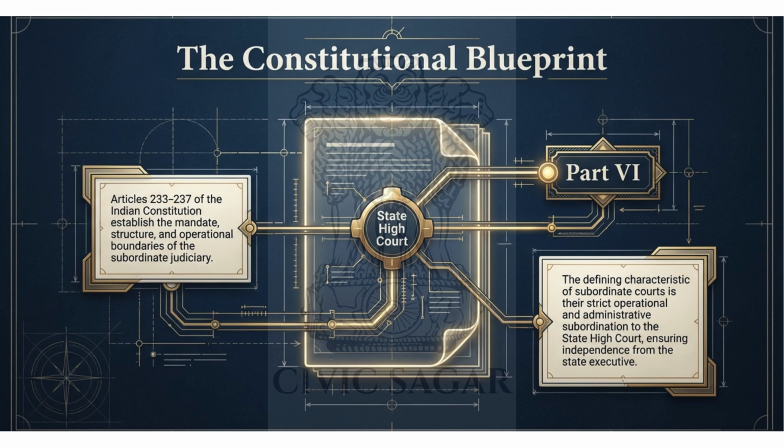Every great architecture requires a solid blueprint, and for India's lower courts, that blueprint is found right in the Constitution of India. Under Part 6, Articles 233 to 237 establish the strict mandate, structure, and operational boundaries of the subordinate judiciary. Now, what is the defining characteristic of these subordinate courts? It is their strict operational and administrative subordination to the state high court. This deliberate design ensures complete independence from the state executive, keeping the administration of law entirely separate from political influence.